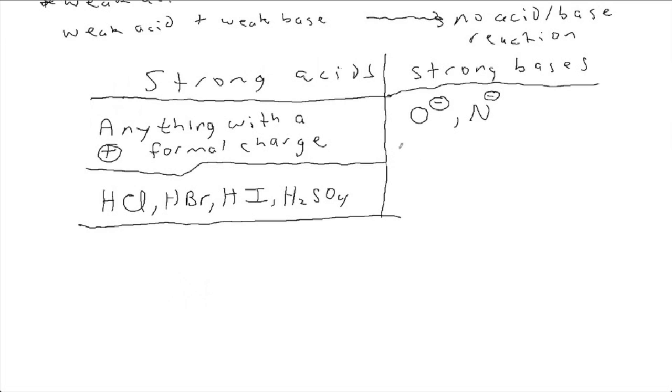And then I'll just write down some other strong bases. This is a strong base. This is a strong base. What type of compound is this? Grignard. That's a strong base. Remember, we called these alkyl lithiums. They're like Grignards. They're strong bases. I think that's it.